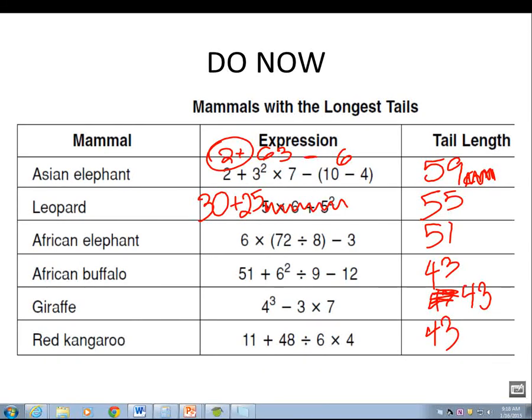So we had 11 plus 48 divided by 6 times 4. So we have 48 divided by 6 is 8. Okay. So 11 plus 8 times 4. 8 times 4 is 32. 11 plus 32 is 43.